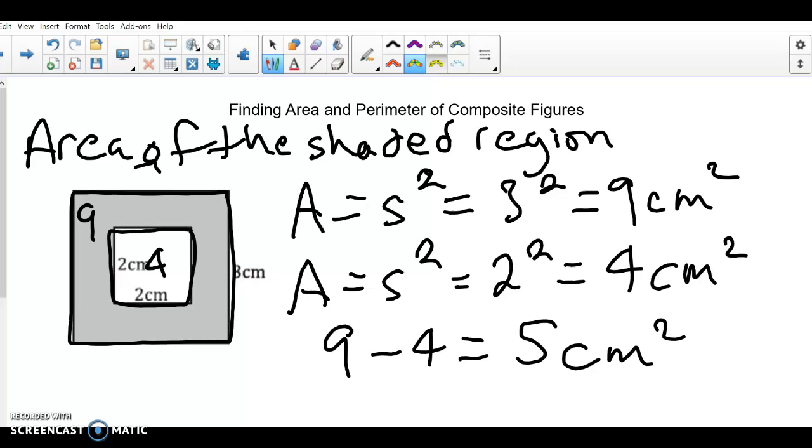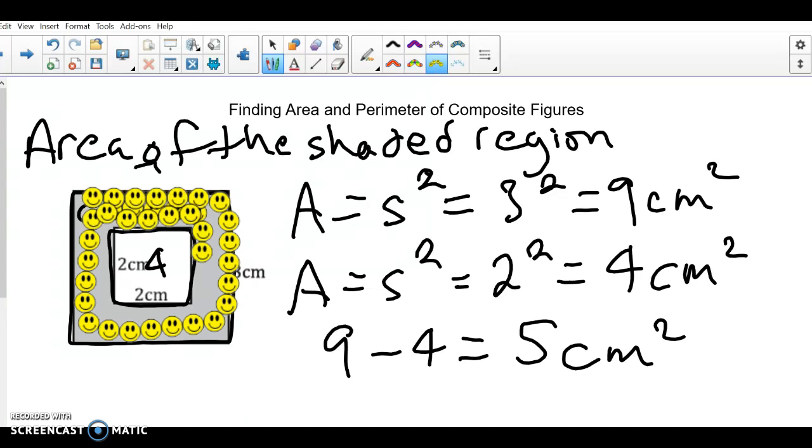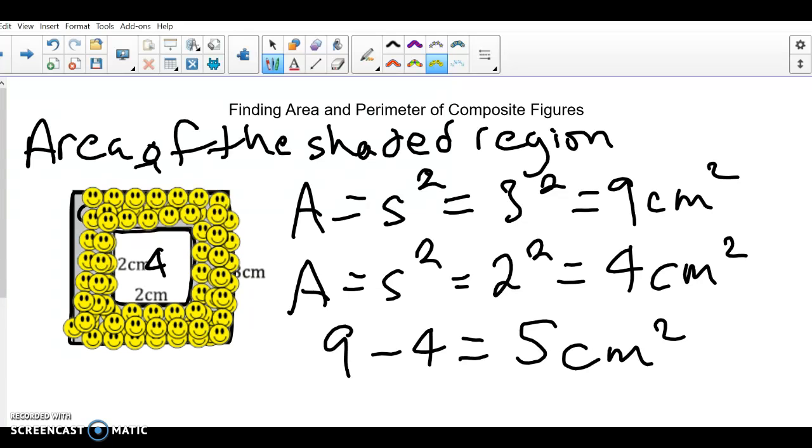All right, and we're happy to find that, so we're going to fill that in with smiley faces. So that shaded region, that area that has all those smiley faces in it, is the area that measures 5 centimeters squared. So notice, subtraction instead of addition.